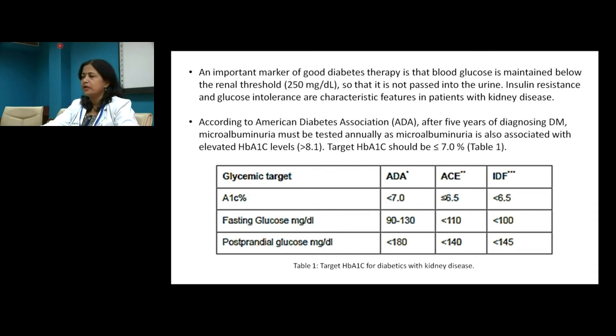Insulin resistance and glucose intolerance are characteristic features in patients with kidney disease. According to the American Diabetes Association, after 5 years of diagnosis of diabetes mellitus, microalbuminuria must be tested annually, as it is also associated with elevated HbA1c levels. The target HbA1c should be less than 7%.